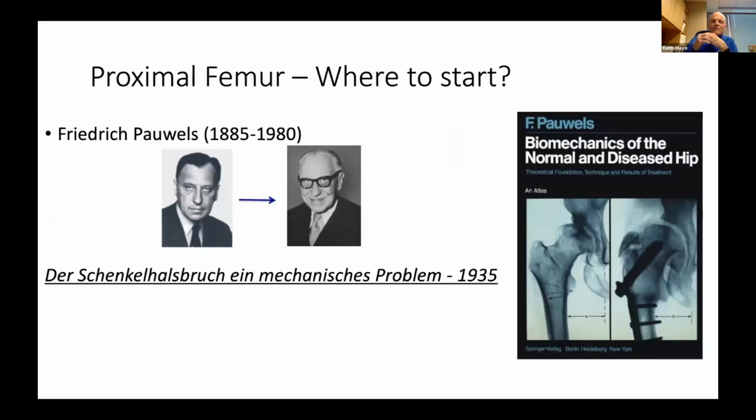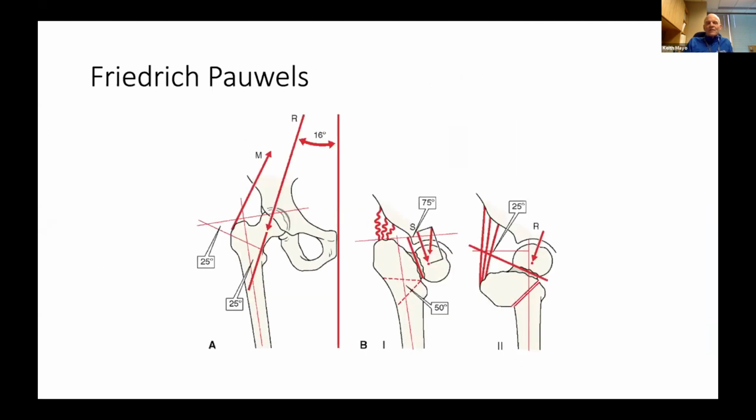We have to go back to Friedrich Pauwels. And this is his original article from 1935, which is the femoral neck fracture mechanical problem. And this book, which is really still very elegant. He's not the father, but he certainly propagated the concepts of qualitative hip biomechanics, where the abductors are responsible for counteracting the body weight moment arm.